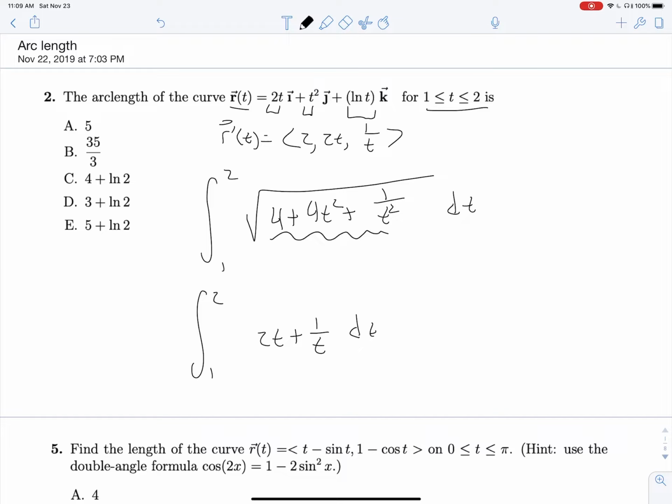Now it's just t squared plus ln t evaluated on 1 to 2. This will be 4 plus ln 2, and this will be 1 plus 0. So 3 plus ln 2 is our answer.